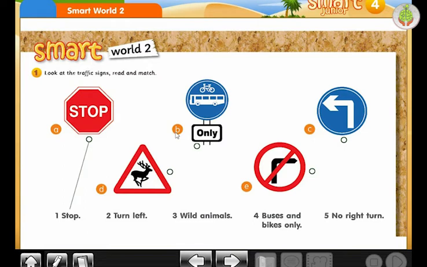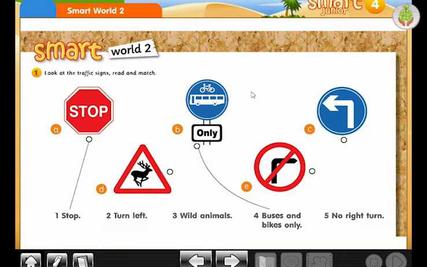Now B. B, look at these drawings. This is a bike. This is a bus. And they say only. So, this road is only for bikes and buses. Now, let's match with number four.